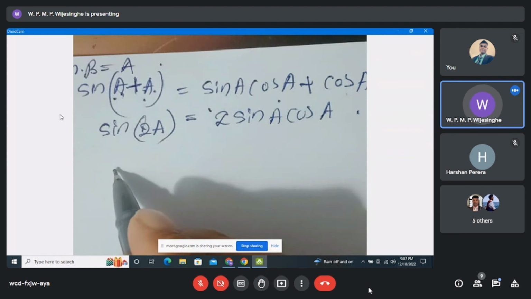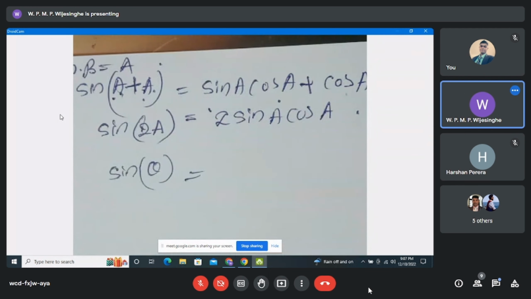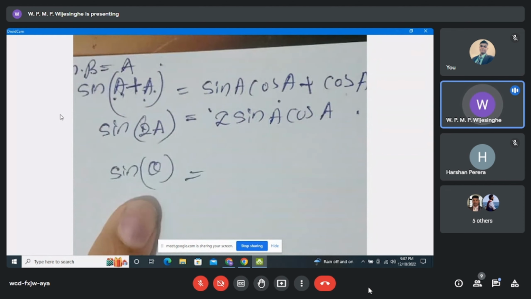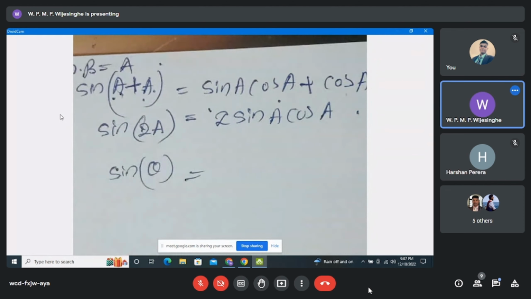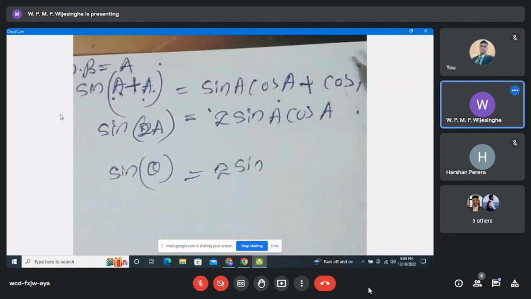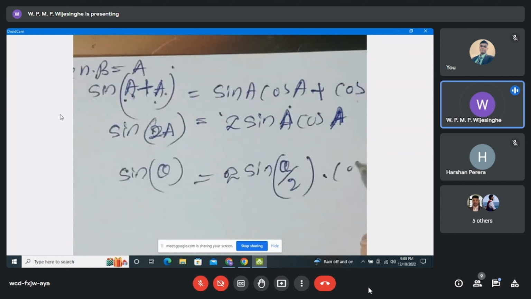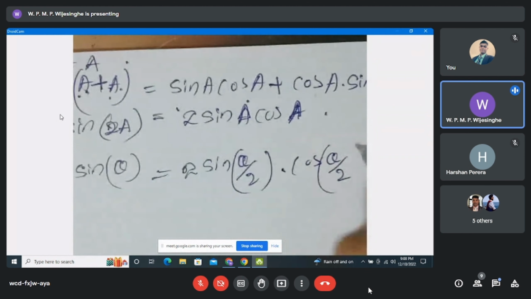Okay, if sin theta, write this by using half angle of this theta. Expand this. Yes, you can write 2 sin, here 2A converts into A cos. Here it should be 2 sin theta divided by 2 times cos theta divided by 2. Right?